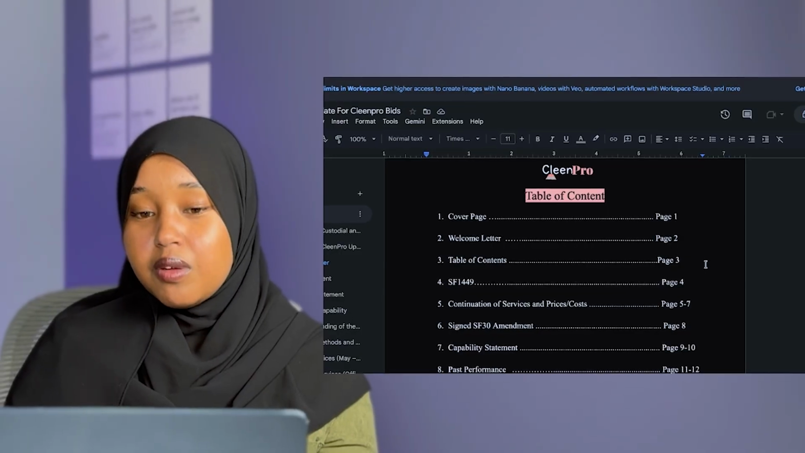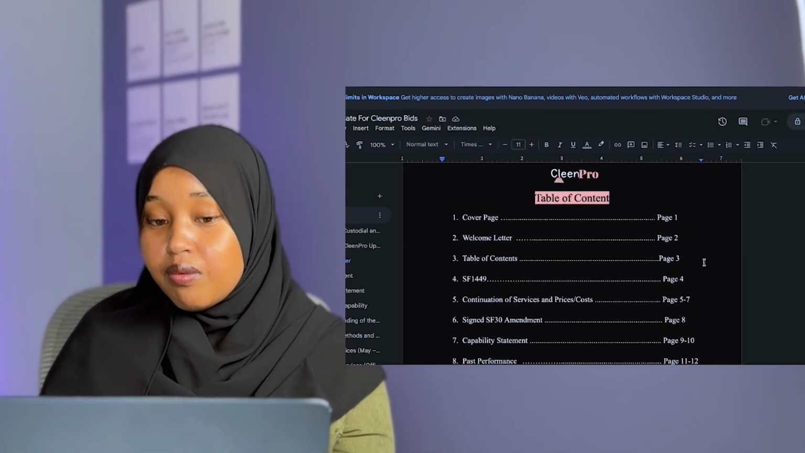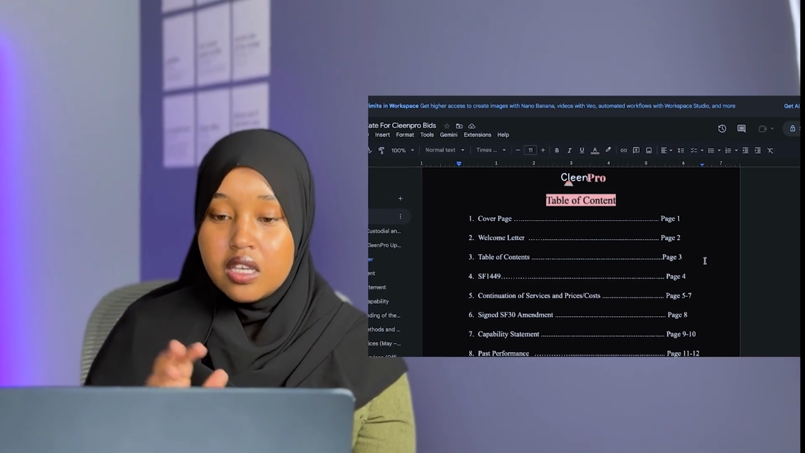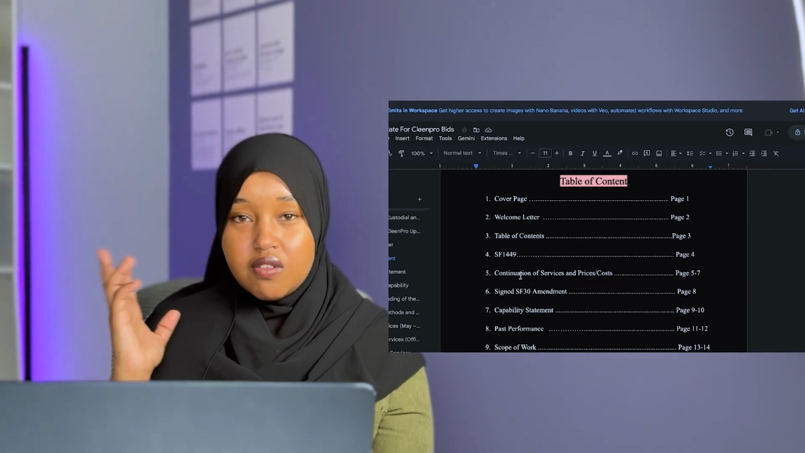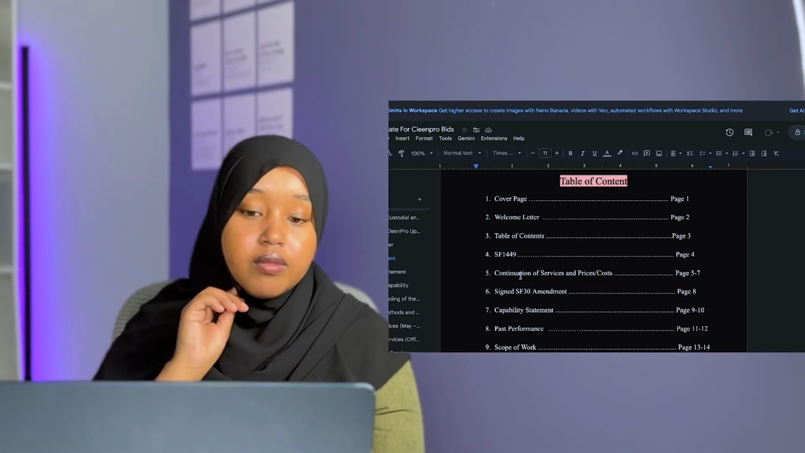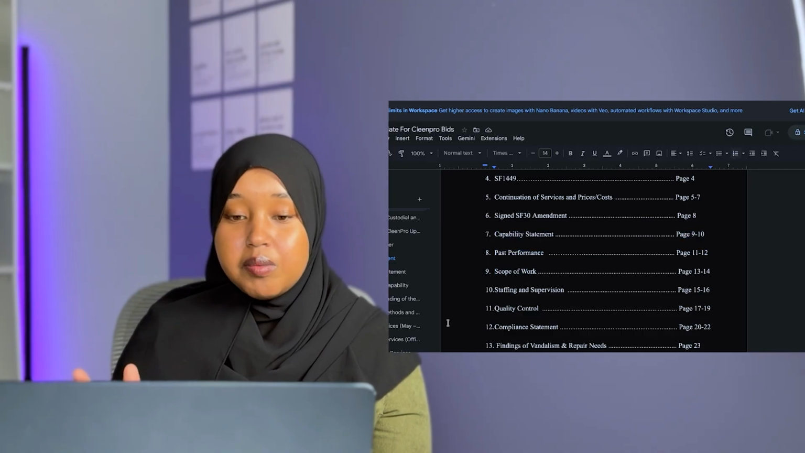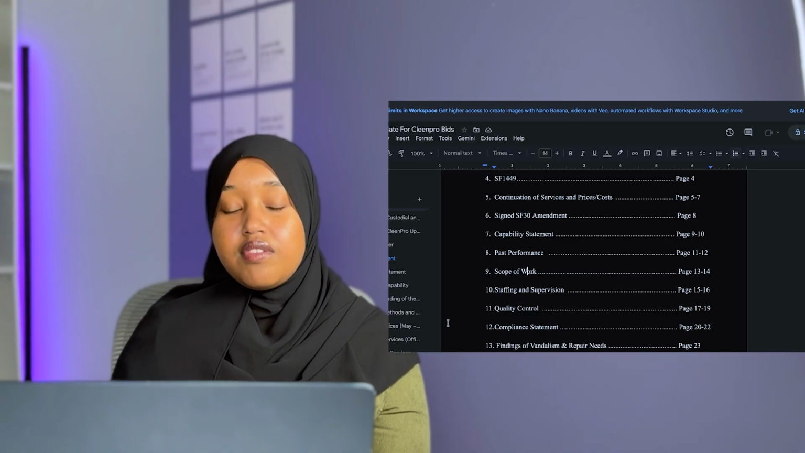In this case, my table of contents will have cover letter, welcome letter, table of content, SF1449 letter. That one was specific to that contract. Then the pricing, then again, signed SF30 amendment, again, specific to that contract that we were bidding for. But these mostly stay the same, except the scope of work, capability statement, I updated every other month. Past performance, I updated every single month.